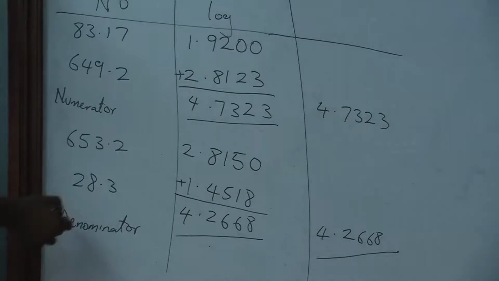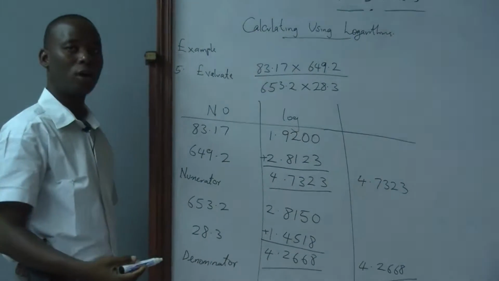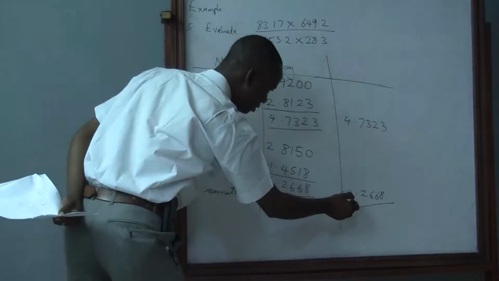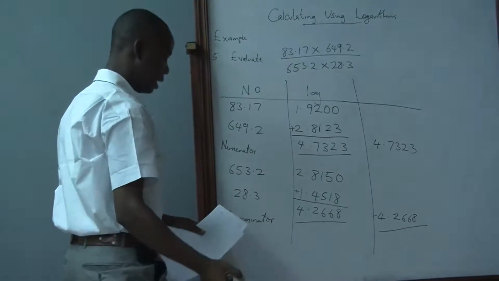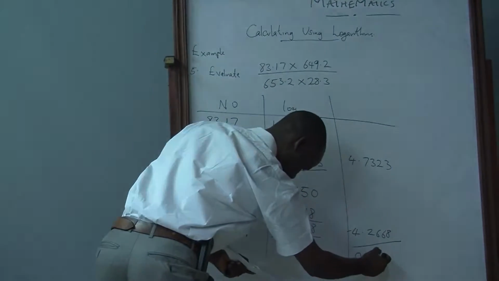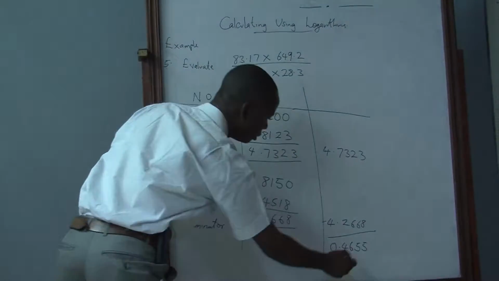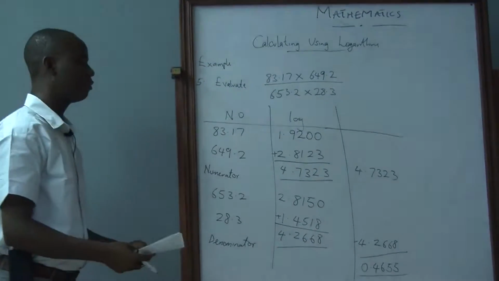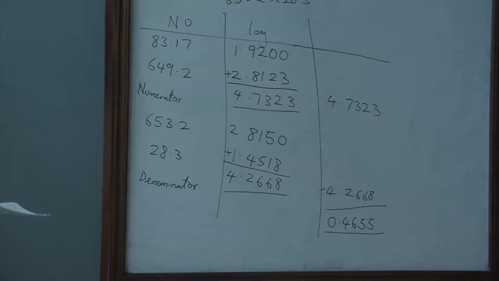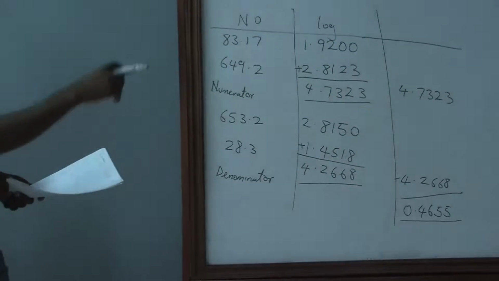Now, I have the numerator, I have the denominator. What am I going to do to the two? The operation between the two is division. And when it's division, I'll be subtracting. So I'll be subtracting this from this. And that will give me 0.4655. That is the final answer under log. But I'm not going to leave my answer there in log form. I need to find the antilog of what I have there.